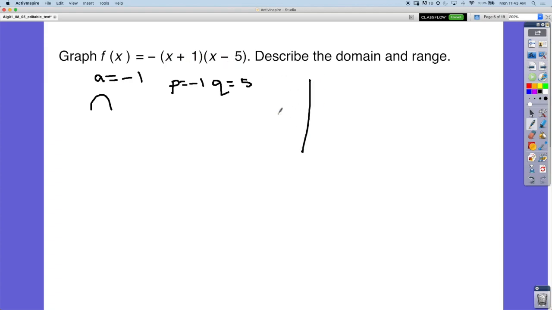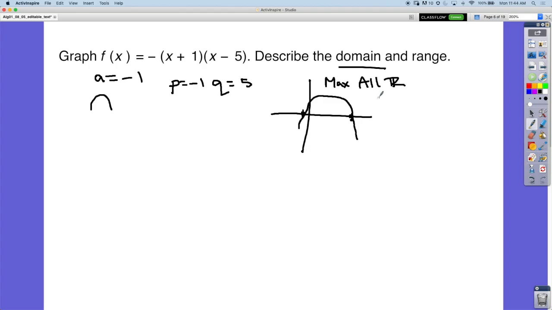Describe the domain and range. So super easy. I know that it crosses at -1 and +5. I know that it faces down. Now, I already know what my domain is, which is all real numbers. Now, how do I find my range? Is this a maximum or a minimum point, first of all? This is a maximum. So in order to find my range, I need to find my highest point.